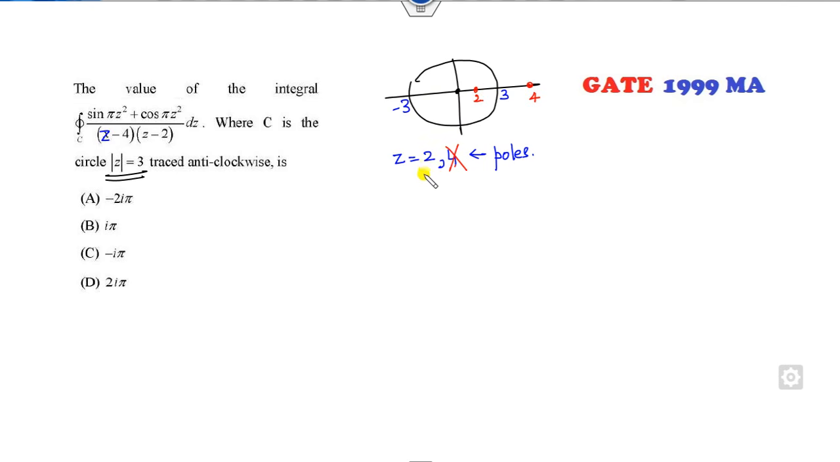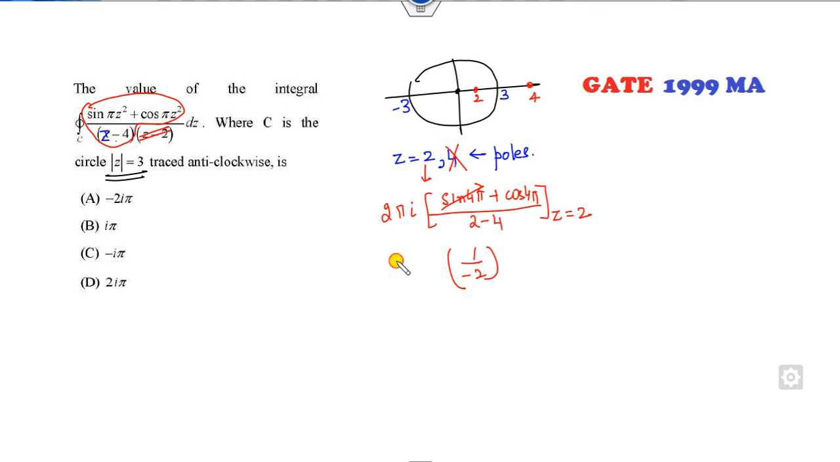So it's a single pole, so I can write 2 pi iota. Apart from this, I can substitute z equal to 2 in these functions. The numerator part will be sine of 4 pi plus cos of 4 pi divided by 2 minus 4. Sine 4 pi is 0, cos 4 pi is 1. So 1 over minus 2 into 2 pi iota is the right answer of this problem. Minus pi iota, C is my right answer.